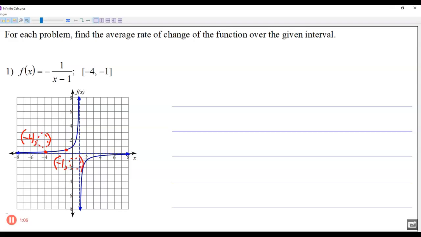So plug into there. So this one is -1 over -4 minus 1. So that would be positive 1/5, or 0.2, if you want to do it that way. Plug -1 in here: -1 over -1 minus 1. So that would be a positive 1/2.